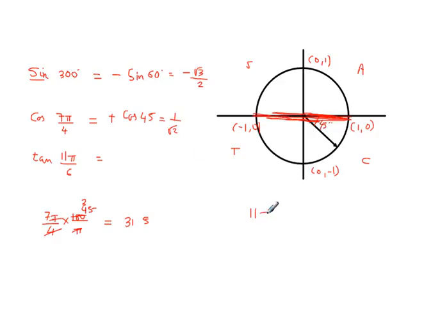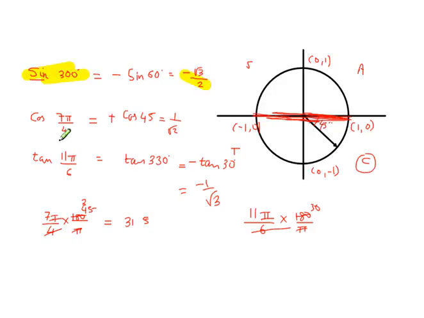11 pi by 6. 11 pi by 6 into 180 by pi, 330 degrees. So tan of 330 will be same as tan of 30, because you can simply do 360 minus that. Cos is positive, tan will be negative. Tan 30 is minus 1 by root 3. This is how you get the sine, cos, tan of angles. This is how you use the unit circle to find any ratio.